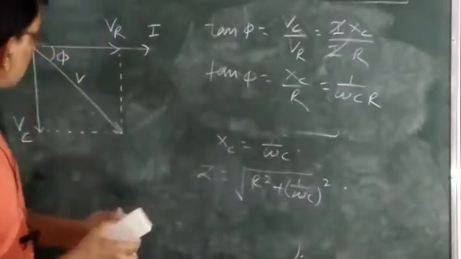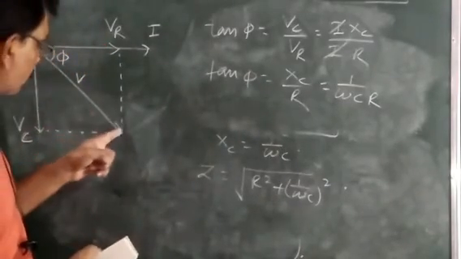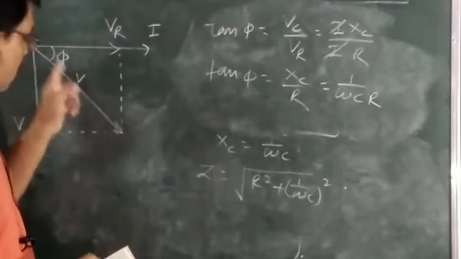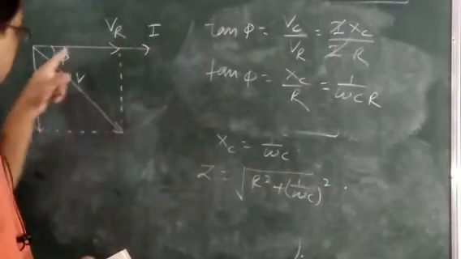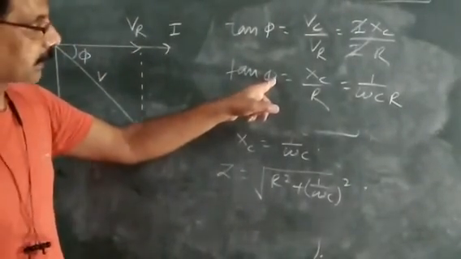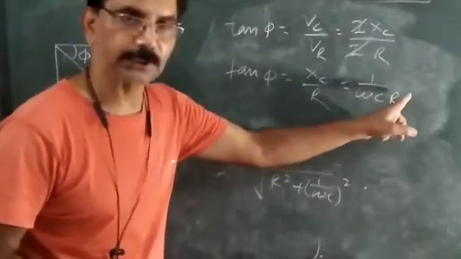Phi means through what angle the applied voltage V lags behind the current I. That is, by how many degrees the applied voltage V lags behind the current I. So you can find it with the help of the relation tan phi is equal to 1 upon omega C into R.